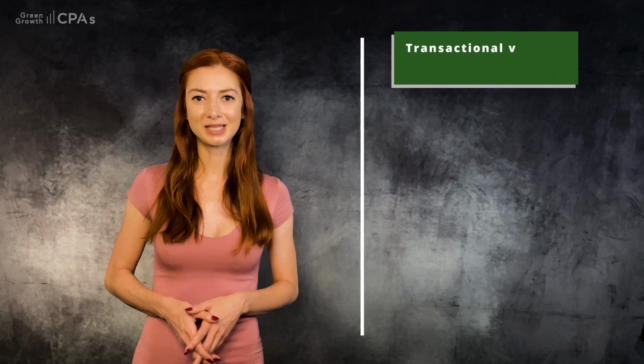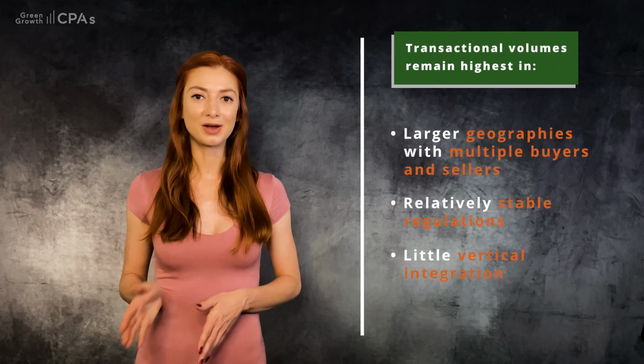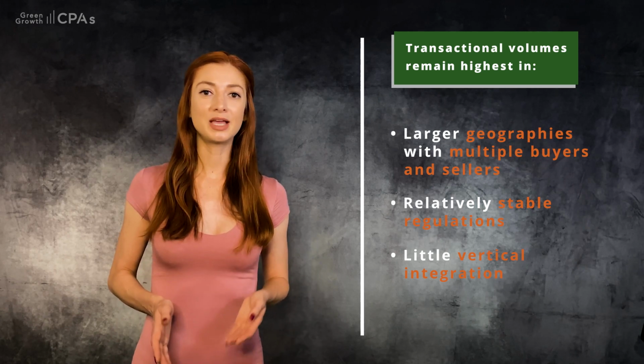As a relatively young industry, price risk management is a comparatively new concept in the cannabis and hemp sector. Transactional volumes remain highest in larger geographies with multiple buyers and sellers, relatively stable regulations, and little vertical integration. But even with higher volumes traded, prices continue to move in unpredictable ways, creating wholesale price uncertainty for buyers, sellers, and supporting ancillary businesses.